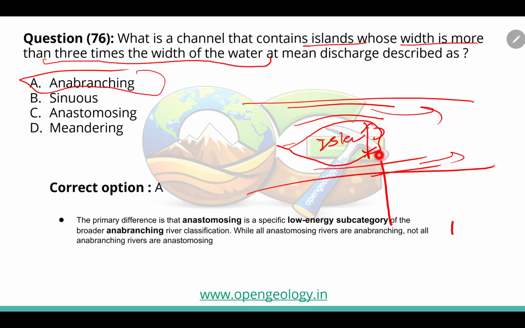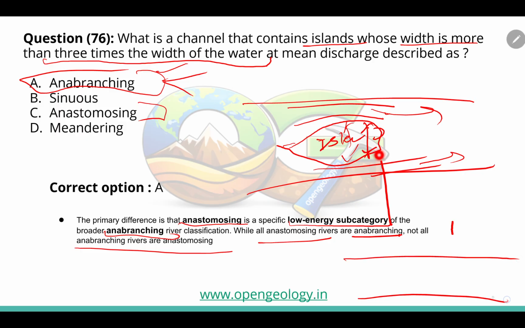Now what is an anastomosing river? It is a kind of unbranching river. Unbranching rivers can be further divided based on the island width and the water width. The primary difference is that anastomosing is a specific low-energy subcategory of the unbranching river. While anastomosing rivers are unbranching, not all unbranching rivers are anastomosing.